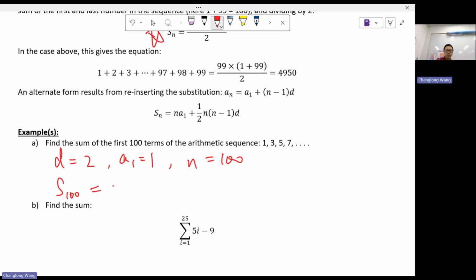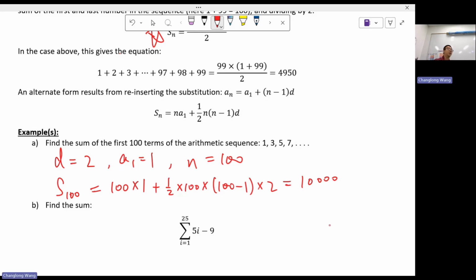The number of terms is 100 times the first term, which is 1, plus 1/2 times 100 times 100 minus 1 times 2, and you work it out, it's 10,000. Okay.